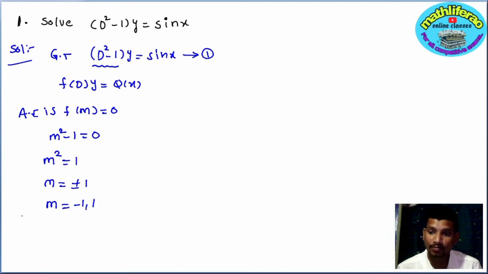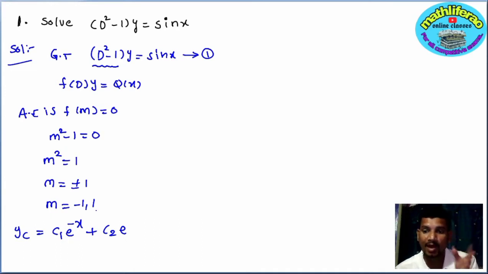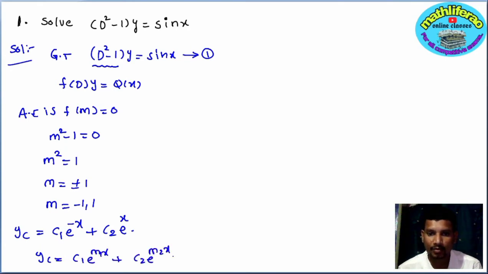Now the complementary function yc: here the roots are real and different. So the complementary function is c1 e power minus x plus c2 e power x, that is, c1 e power m1 x plus c2 e power m2 x with m1 equal to minus 1 and m2 equal to 1. This is the complementary function. The general formula for real and different roots is yc equal to c1 e power m1 x plus c2 e power m2 x, and so on.